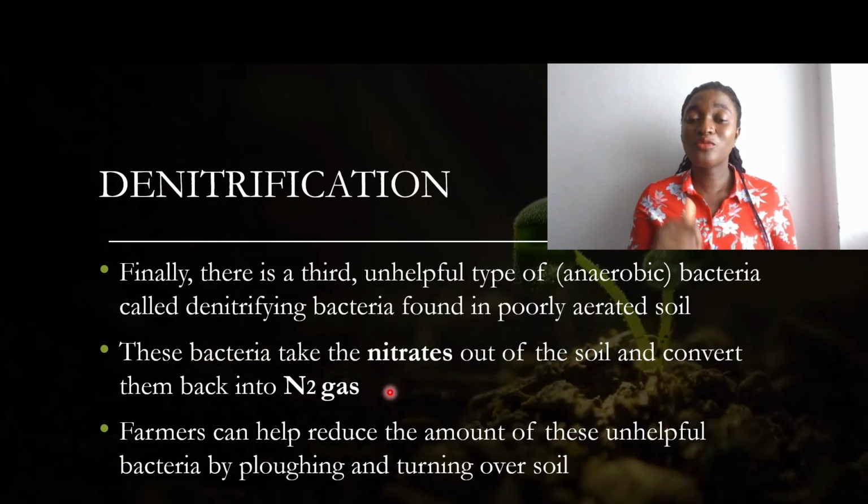So farmers can help to reduce the amount of these unhelpful bacteria, that is the denitrifying bacteria, by plowing and turning over soil. When you plow and turn the soil, what are you doing? You are aerating the soil and causing oxygen to be introduced into the soil. So that's what can be done. And this is another way by which nitrogen can be eliminated. So you see that now we've returned to the nitrogen gas that we started with.